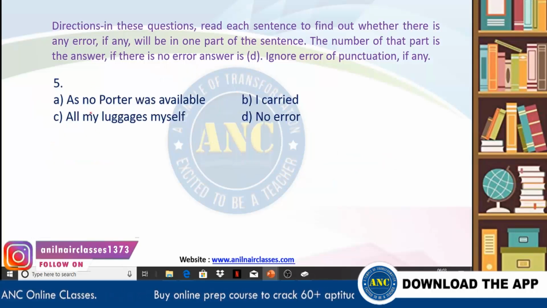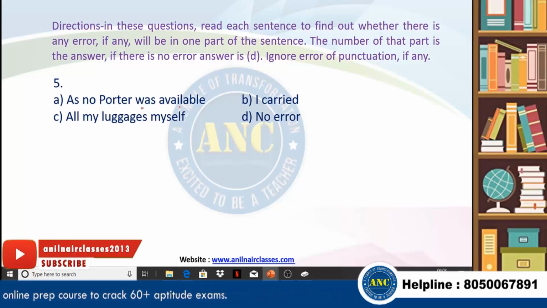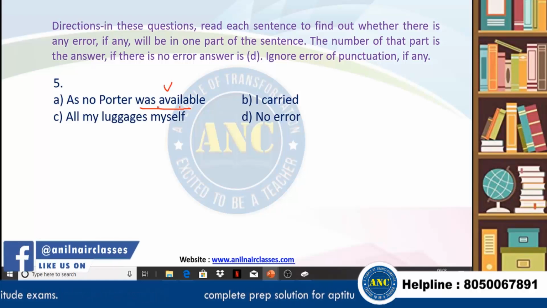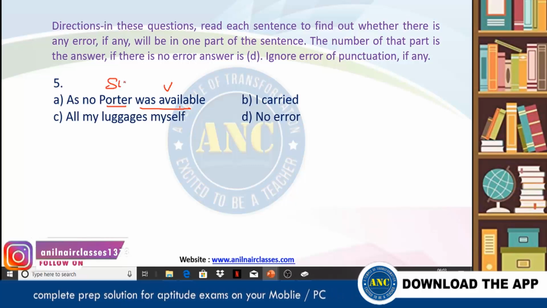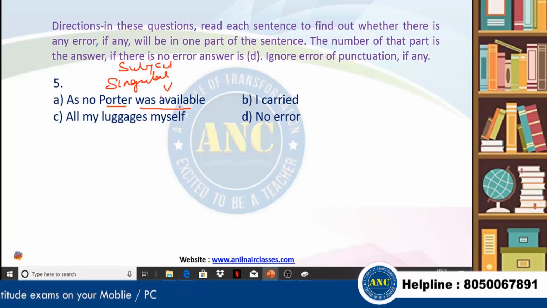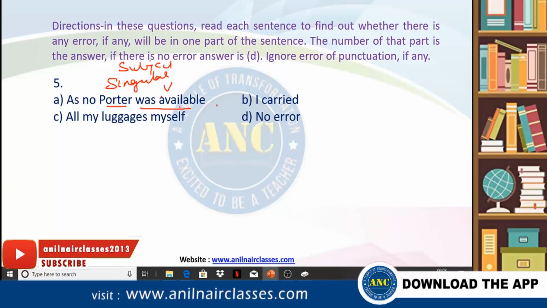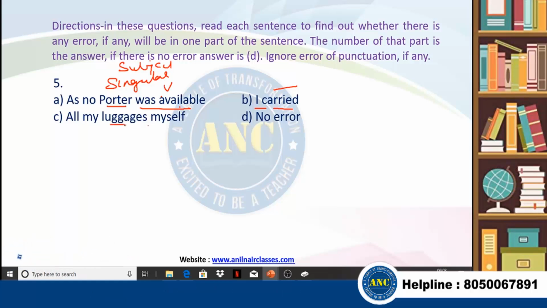Now, next one. As no porter was available. So we'll check this. Was available is our verb. My subject verb agreement. What was available? Porter. Porter is a singular subject. So subject verb agreement is there. Singular subject, singular verb, as is a conjunction. Fine. As no porter was available, I carried, subject verb agreement fine. All my luggages. Here the singular plural form of the noun has come.